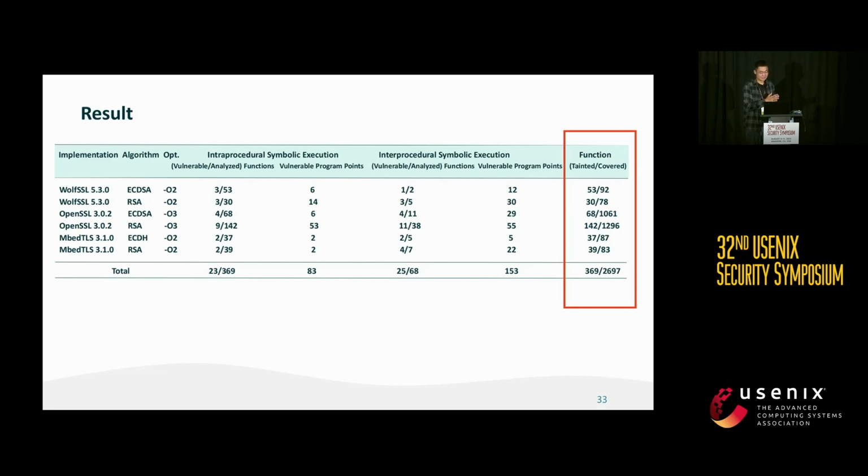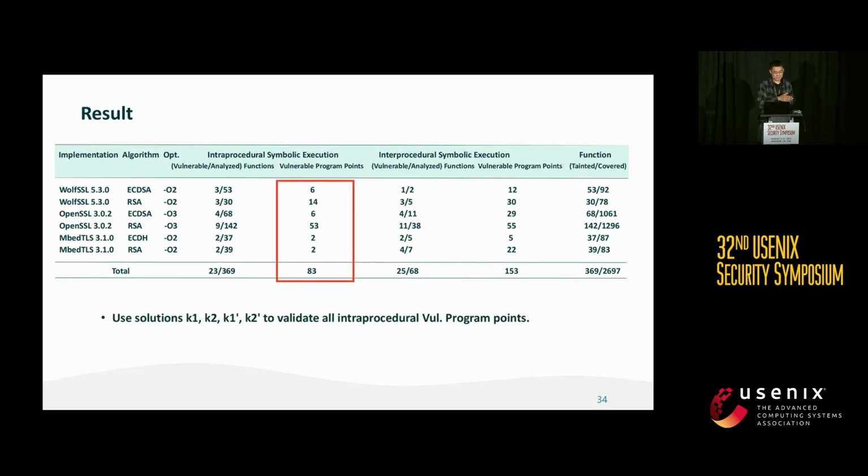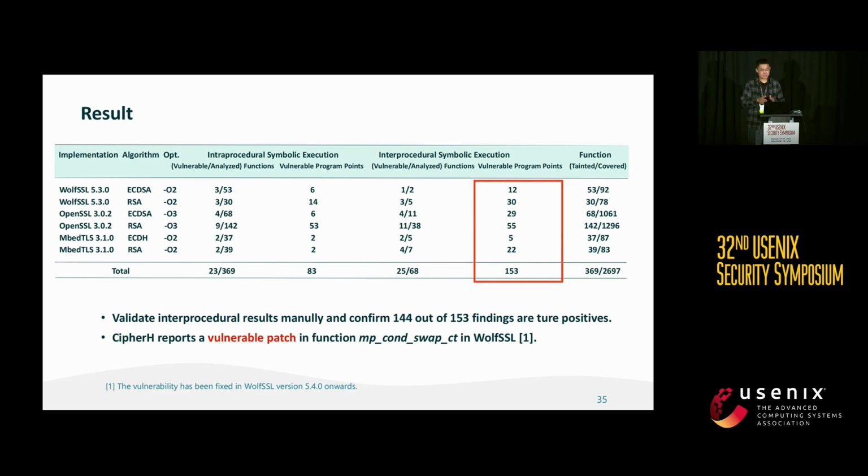Okay, let's see our results. In total, CipherH can cover more than 2,000 functions. Among them, more than 300 are tainted. CipherH has reported 83 intra-procedure vulnerabilities, and we have validated all of them. Besides, CipherH reports 153 inter-procedure vulnerabilities, and we confirm that most of them are true positives. Besides, CipherH also reports a vulnerable patch in WolfSSL. And more details about the vulnerability can be found in our paper.